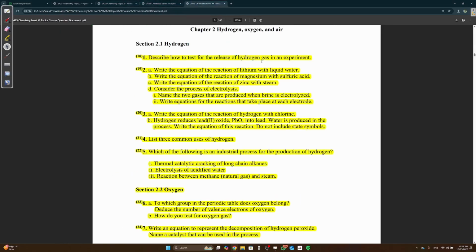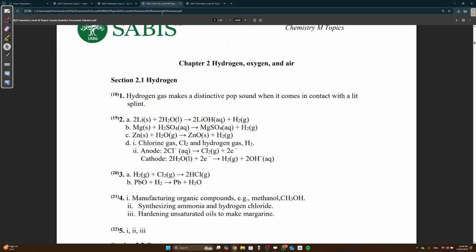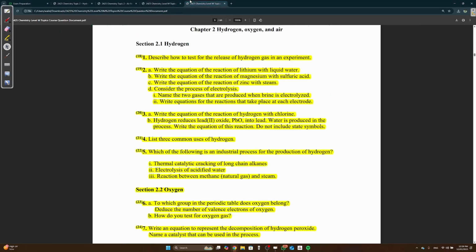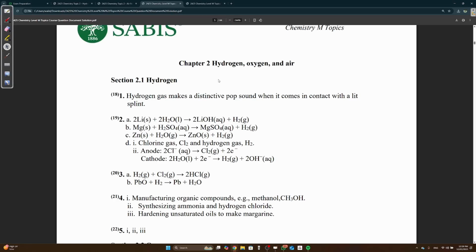How do you test for the release of hydrogen gas? How do you test for hydrogen? It makes a pop sound when it comes into contact with the splint, with a flame, right? What's the equation of lithium with liquid water? What about lithium and water?